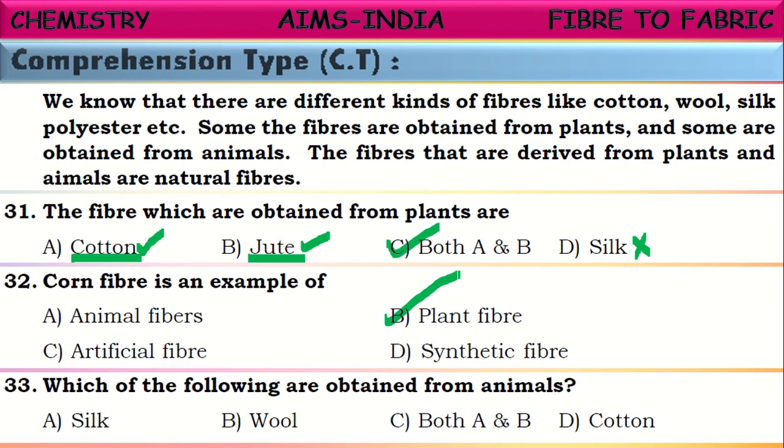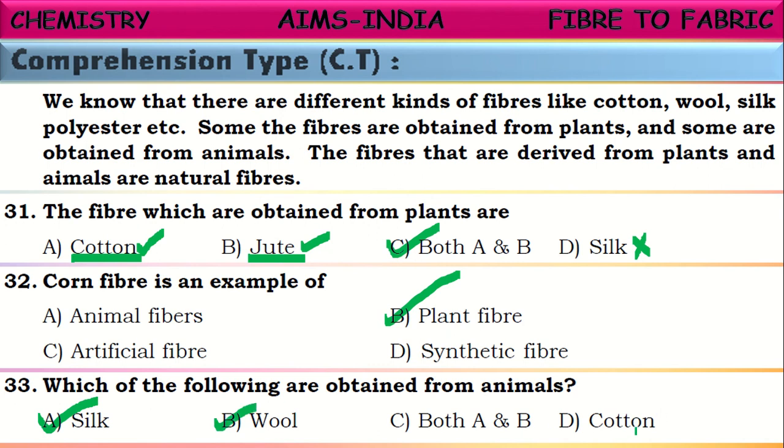Okay, next, which of the following are obtained from animals? See here, certain fibers are mentioned. Identify the fiber which are obtained from animal sources. Silk, silk is obtained from silk moth, so it is an animal fiber. Wool, wool is obtained from hair of certain animals like a sheep, camel, yak, etc. So it is an animal fiber.